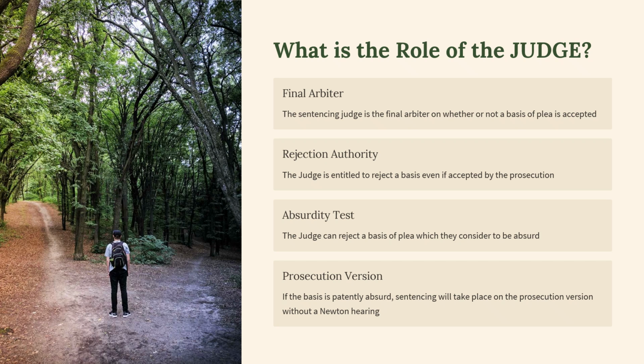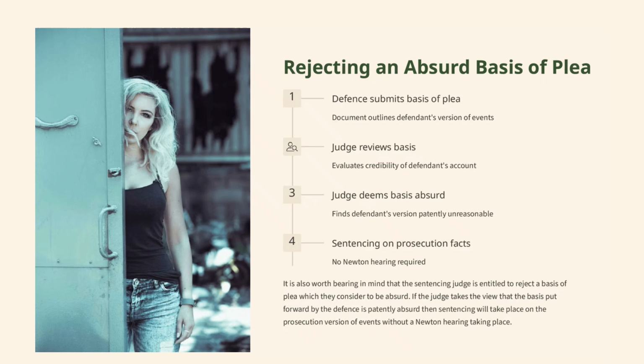And then there's this absurdity test. The judge can reject a basis of plea which they consider to be absurd. If the basis of plea is patently absurd, sentencing will take place on the prosecution version without a Newton hearing. So, rejecting an absurd basis of plea. You've got a couple of points there. Defence submits a basis of plea. Judge reviews the basis. Judge deems it absurd. Sentencing is on the prosecution facts.